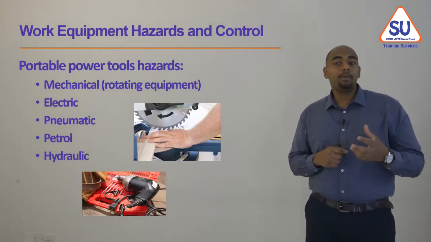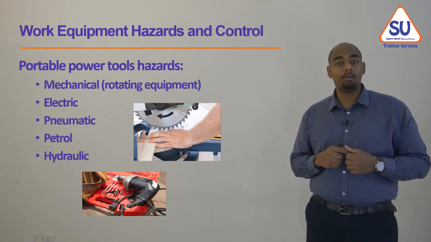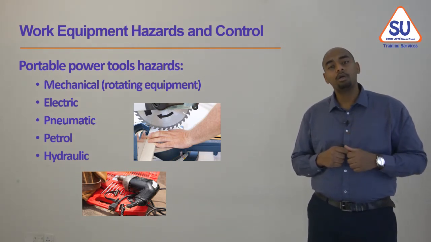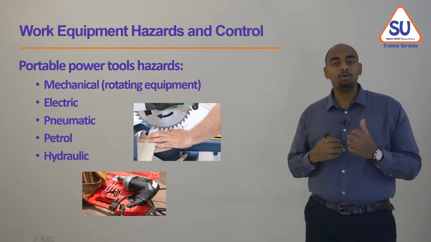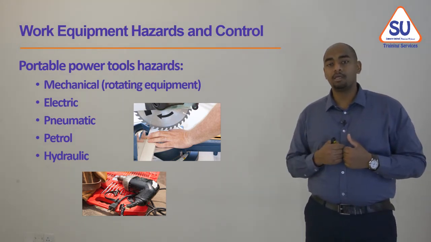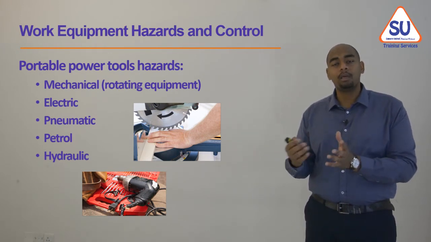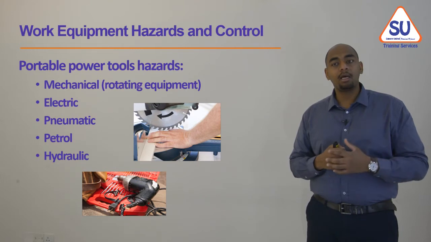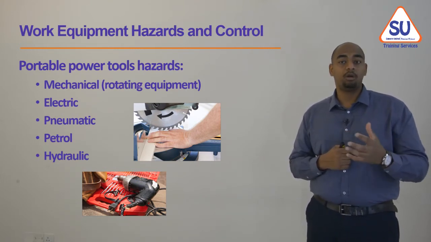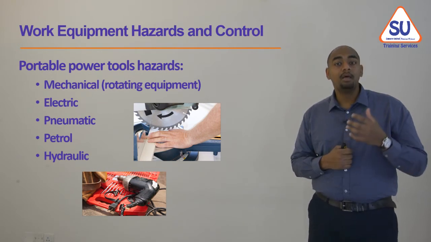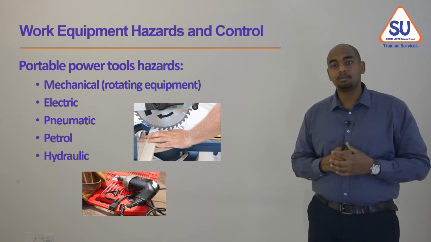The work equipment hazards and control also include, as we mentioned, the portable power tools. Portable power tool hazards include several kinds of hazards. They might be mechanical hazards or non-mechanical hazards. For mechanical hazards, we need to mention rotating equipment, for example. And the electrical hazards are non-mechanical hazards.